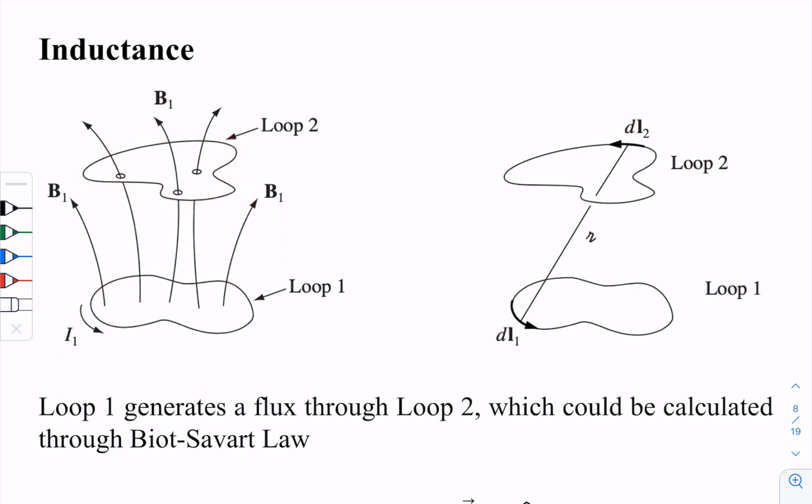And if there is a change of the current of loop 1, then it will change the B field, and thus changing the flux of loop 2, and thus because the flux of loop 2 is changed, there will be an additional EMF introduced onto loop 2. So you can sort of imagine that if I increase the current on loop 1, this will induce a current running on loop 2.